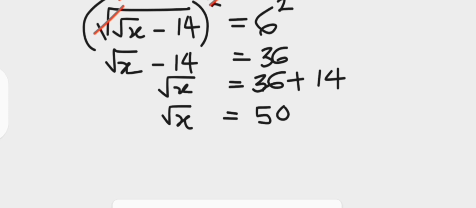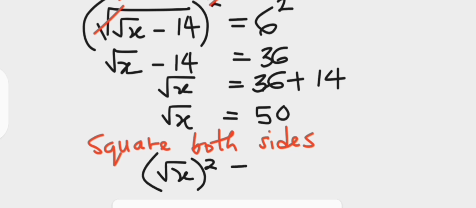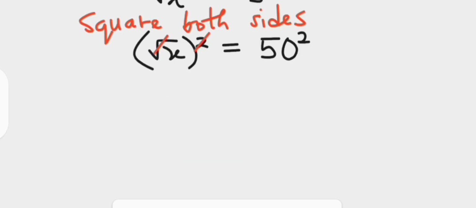Once again, we square both sides. So squaring both sides means we have the square root of x all squared, and that should be equal to 50 squared. Again, on the left hand side, the square takes out the square root, so that we have x left. And that simply means that x equals 2,500. Now that is the solution to the equation.